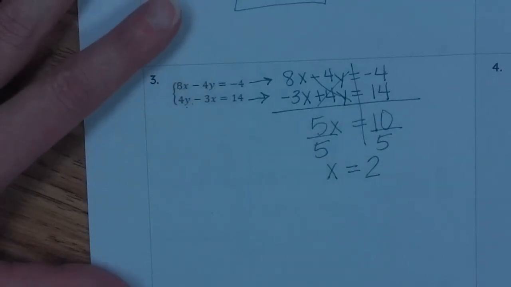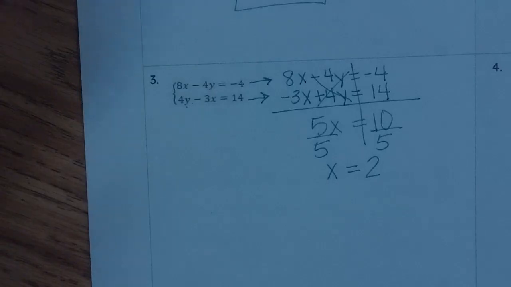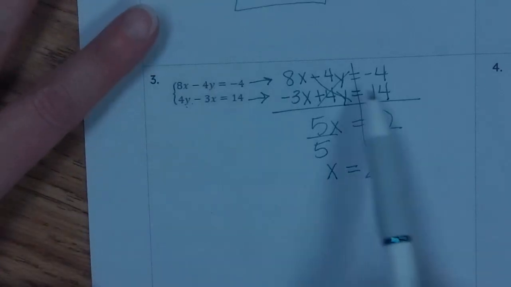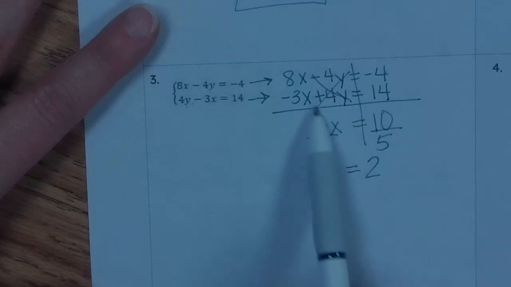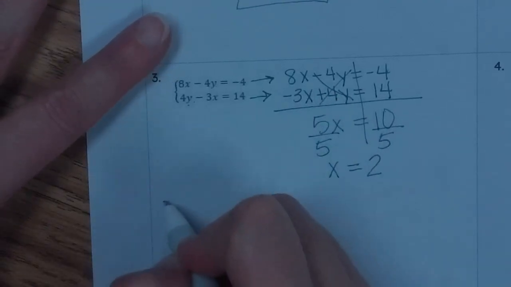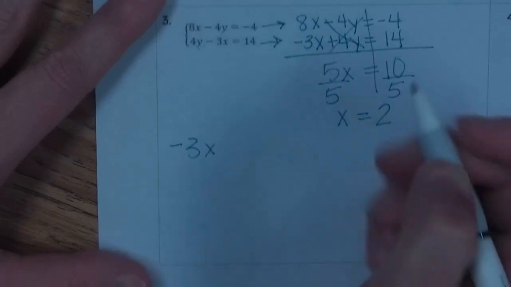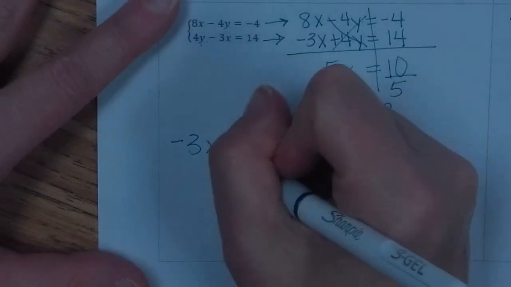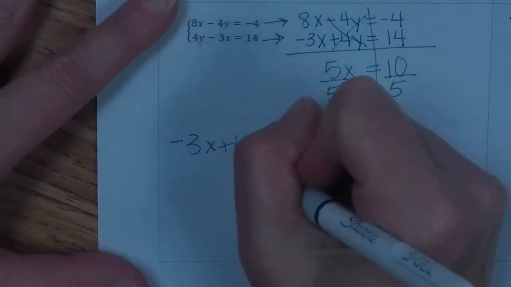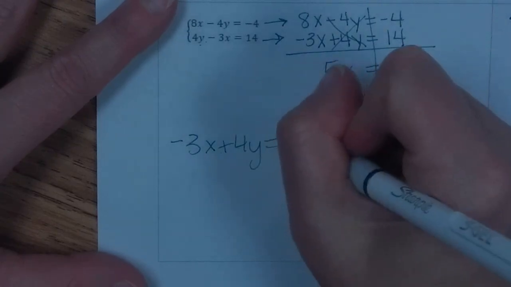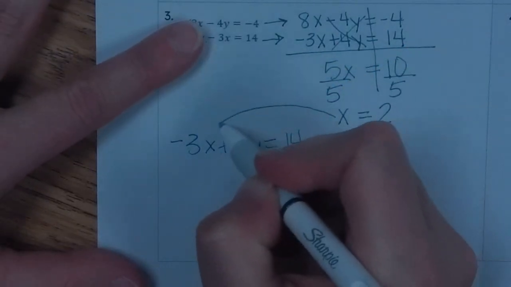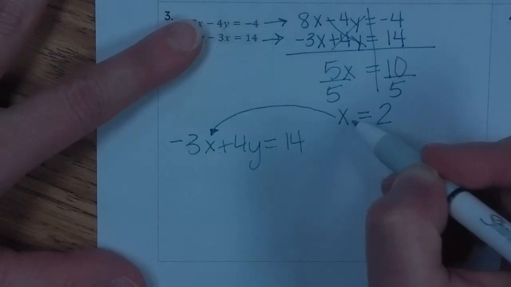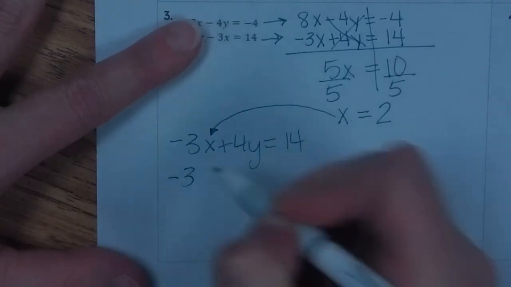Now I pick my favorite equation, and I want to make sure that I stay positive if possible. So I think I'm going to go with this bottom equation, mostly because my y right here is positive. So I go negative 3x plus 4y equals 14. And instead of writing x, because that's the letter I got, I'm going to put 2.